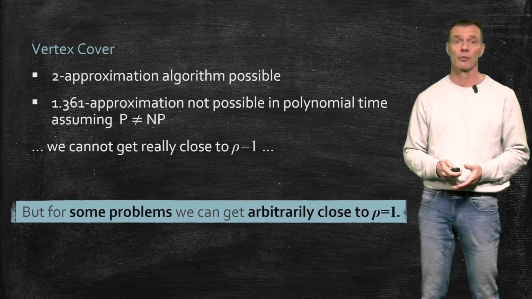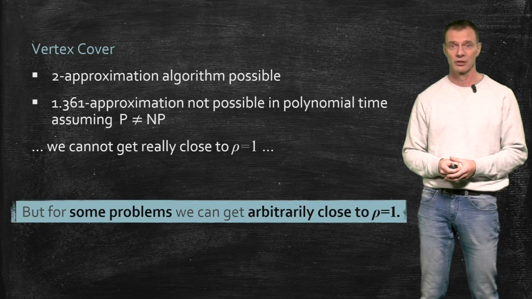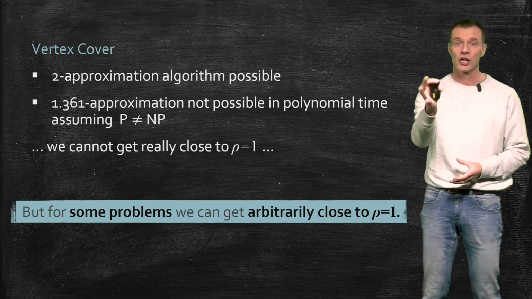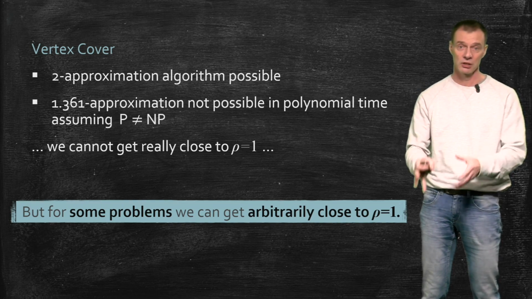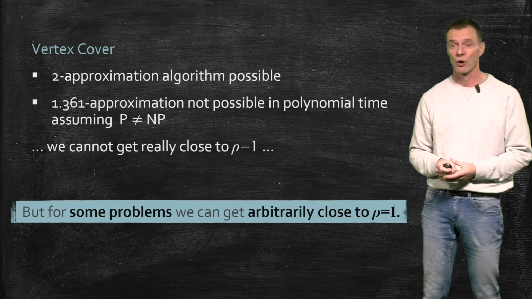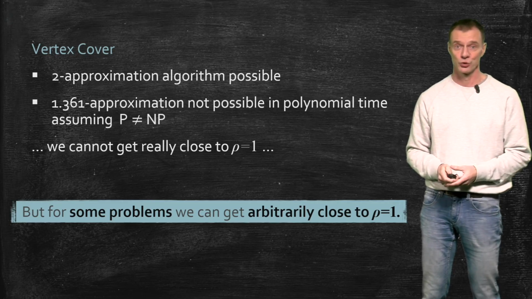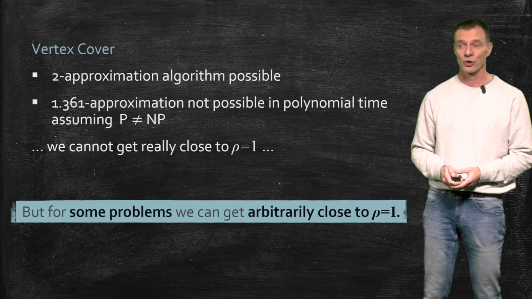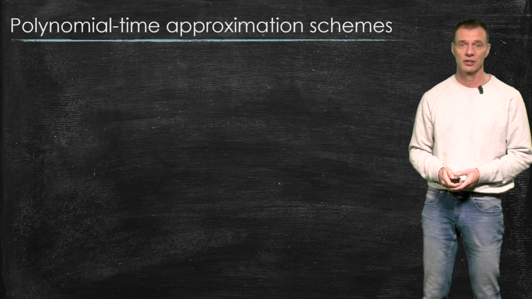For some other problems, however, we can get arbitrarily close to 1. In other words, if you tell me I want a 1.1 approximation, then I say, okay, here you have a scheme that gives a 1.1 approximation. If you say, I want a 1.01 approximation, I can also do it. Okay, so let's see how that works, and let's try to define this a little bit more formally.